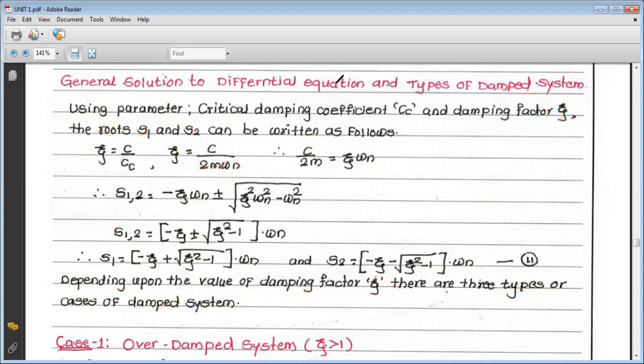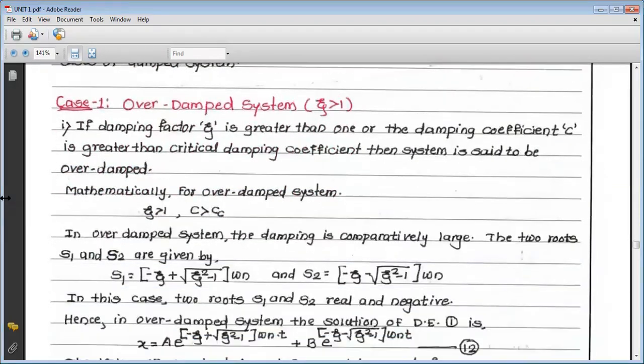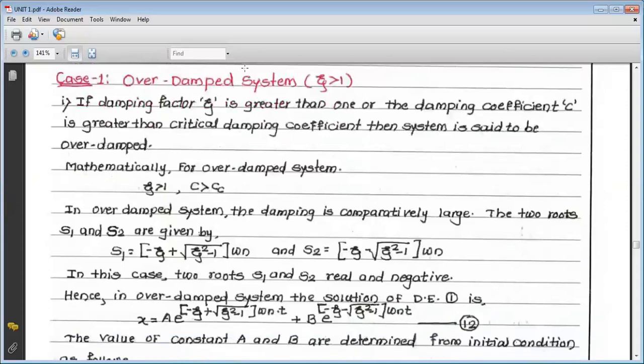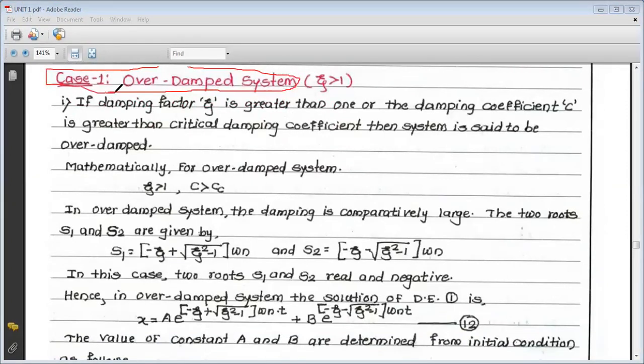So let's start with our first case, the overdamped system. What is an overdamped system? In this case, our value of zeta is greater than 1.